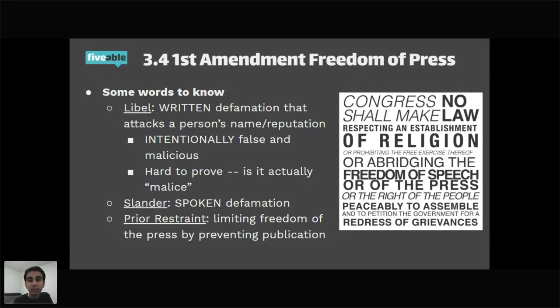Slander is basically the same thing as libel, except it's spoken. So those are, I guess, two different ways that you can go against someone if you wanted to. In terms of prior restraint, that's just limiting the freedom of the press by preventing publication. There is a case that goes with that. Does anyone know what case that is?